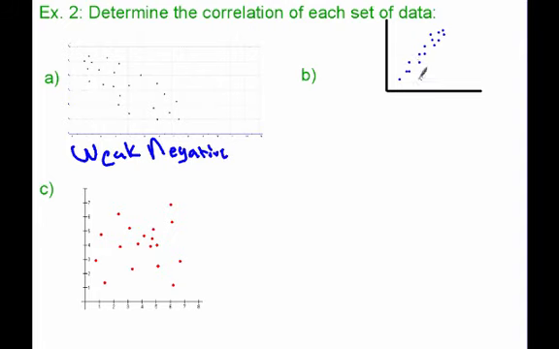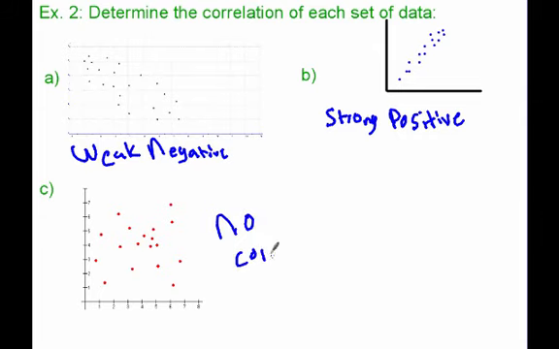In this graph, our dots are all very close together, close to forming a straight line, so we're going to call it strong. And because x gets bigger and y gets bigger, this is a strong positive correlation. And then our final graph down here, my dots are kind of all over the place, so this is a no correlation graph. All right, so hopefully by now you get the idea of correlation.